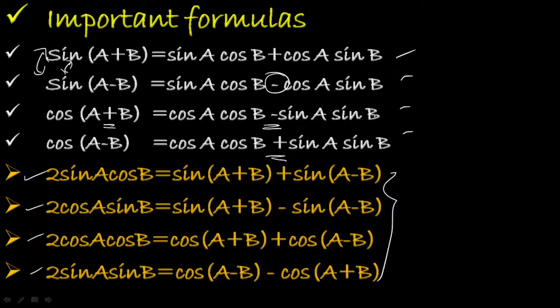You have to get the second term, that is 2 cos a sin b is equal to sin(a plus b) minus sin(a minus b). The same thing we have to do for the cosine. Cos(a plus b), just add these two. Adding these two gives you 2 cos a cos b, that is equal to cos(a plus b) plus cos(a minus b). And subtract this from this: cos(a minus b) minus cos(a plus b) gives you 2 sin a sin b. So you should remember these.